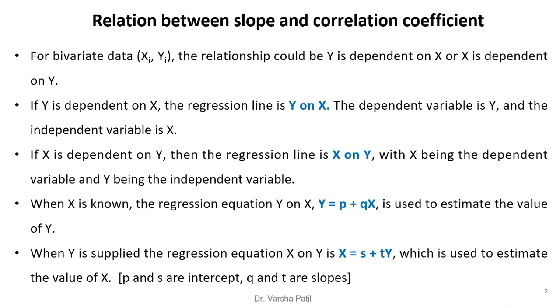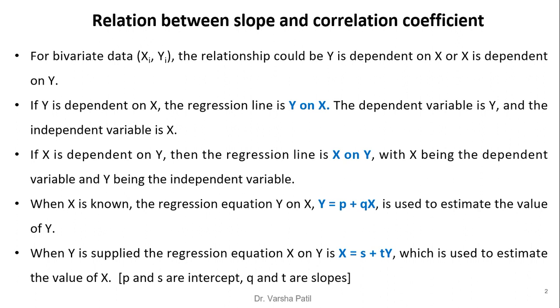Relationship between the slope and correlation coefficient. For bivariate data, the relationship could be that y is dependent on x, or x is dependent on y. If y is dependent on x, the regression line is called y on x, and the dependent variable is y and the independent variable is x. If x is dependent on y, then the regression line is x on y, with x being the dependent variable and y being the independent variable.